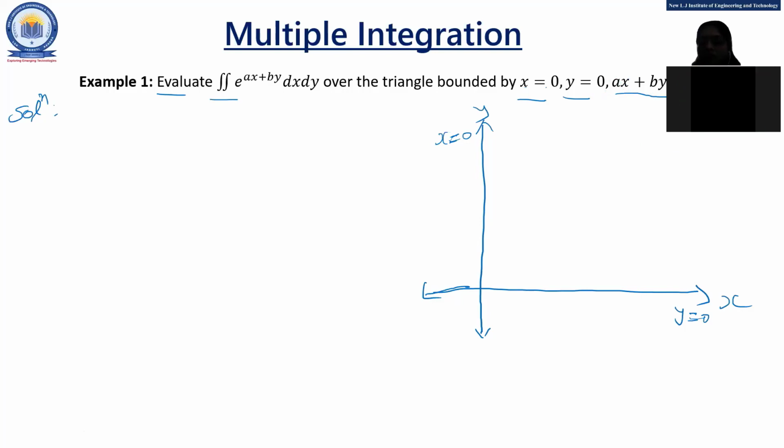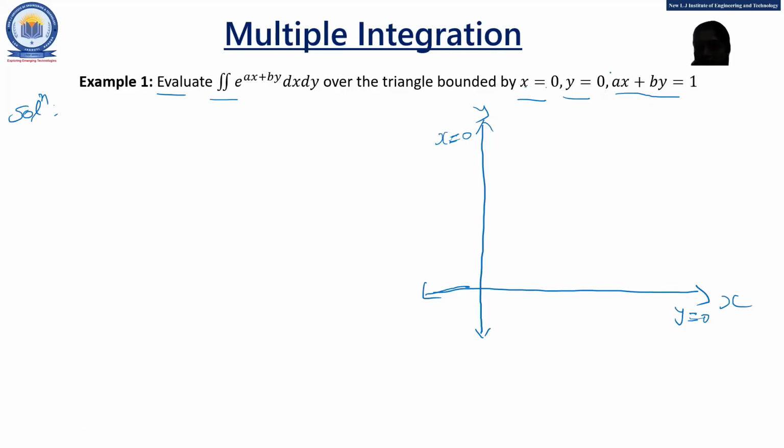Here, ax plus by equal to 1. This is the equation of a line. For this line, we need at least 2 points, right? To draw this line, we need at least 2 points. So let's take x equal to 0. By taking x equal to 0, what is the value of y? Yes, very good. The value of y is 1 upon b. Perfect. Yes, Mohammed, exactly right. By taking x equal to 0, y is 1 upon b. And by taking y equal to 0, x is 1 upon a.